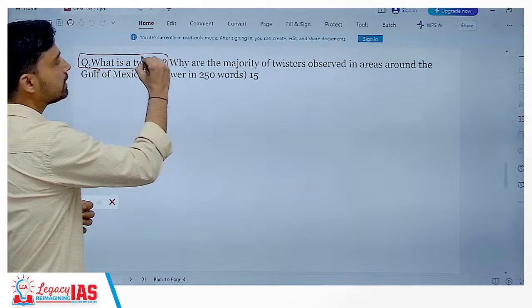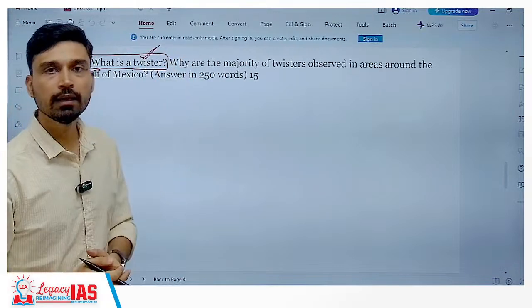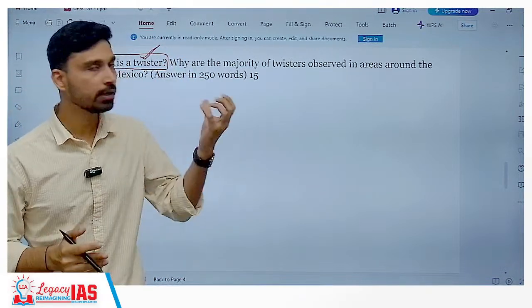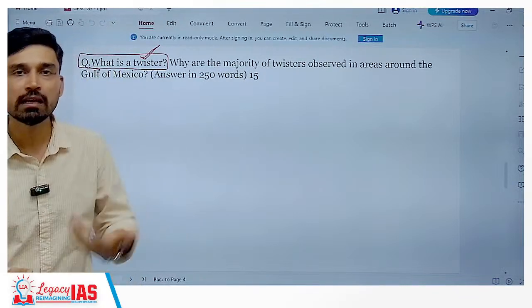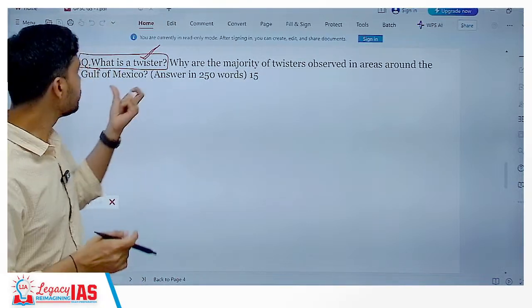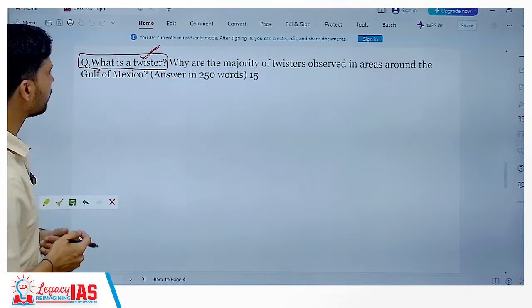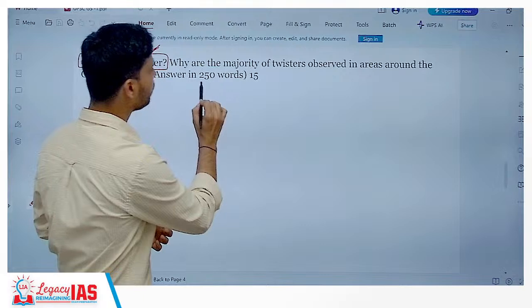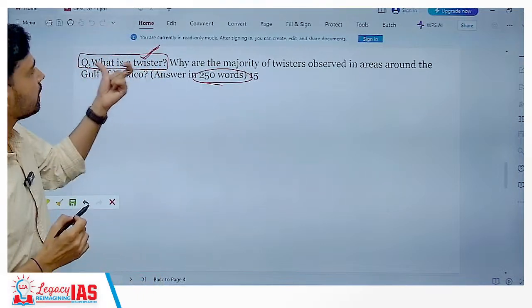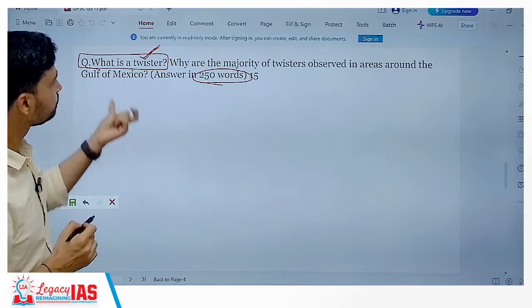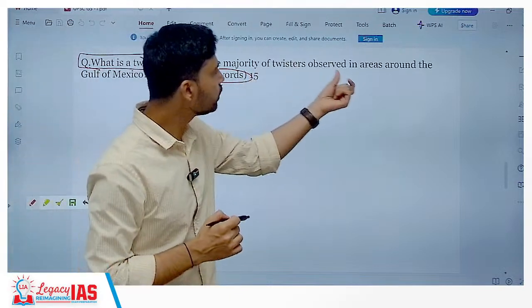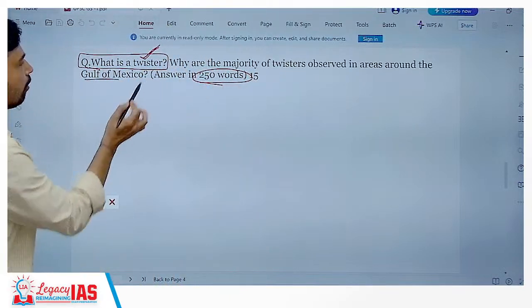However, recently a movie was released in Hollywood, and the movie itself is called Twister. So the twister phenomenon is related to the tornado. From there also you can get a hint about it. The question is again 15 marks; you have to write within 250 words. What is a twister? That is the first part of the question. Second, why are the majority of twisters observed in areas around the Gulf of Mexico?